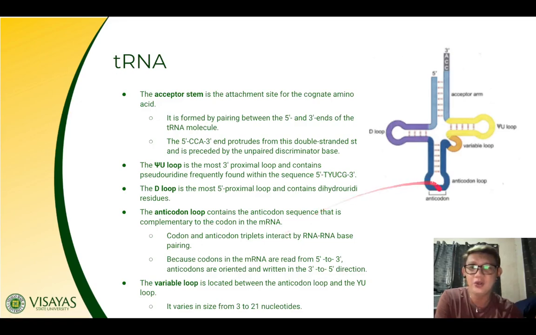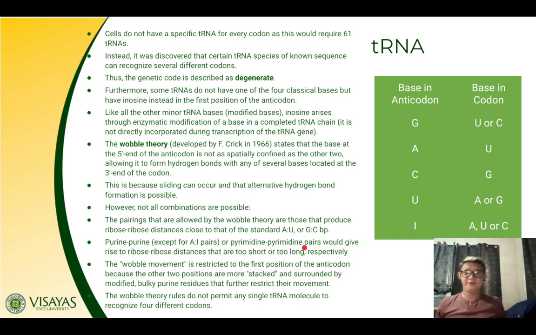The anticodon loop contains the anticodon sequence that is complementary to the mRNA codon, so they interact by RNA-RNA base pairing. The variable loop is located between the anticodon loop and the U loop. It varies in size from 3 to 21 nucleotides.